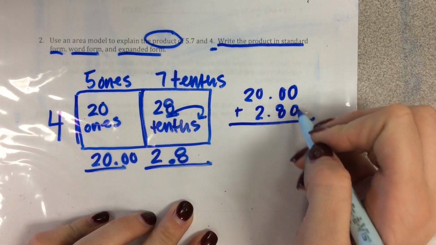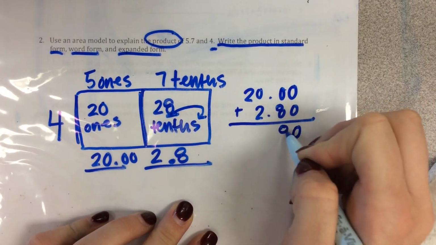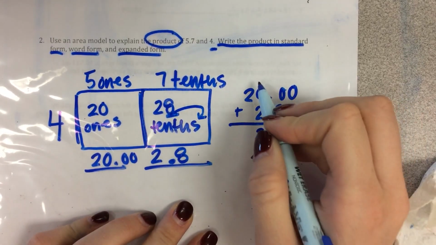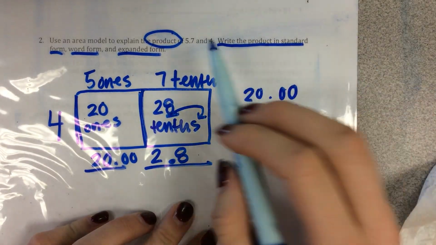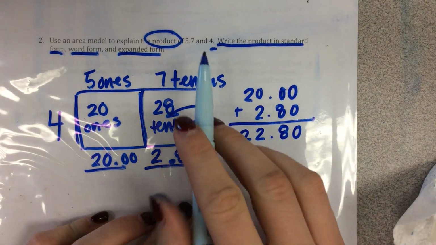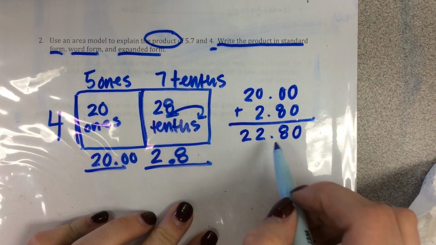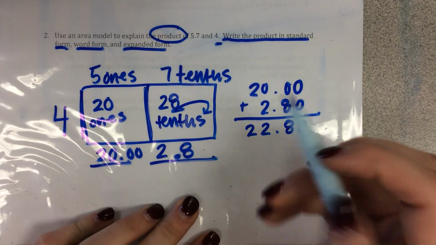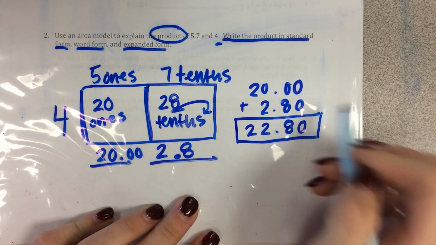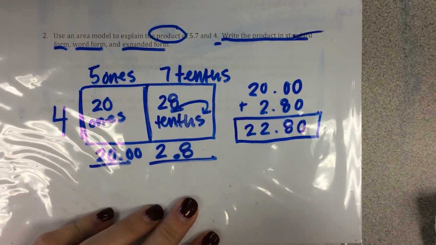Let's add. 0 plus 0 is 0. 0 plus 8 is 8. 0 plus 2 is 2. And 2 plus 0 is 2. So the product of 5 7/10 and 4 is 22.8 or 22 and 8 tenths. So that is actually already written in standard form for us. So we've done that one.